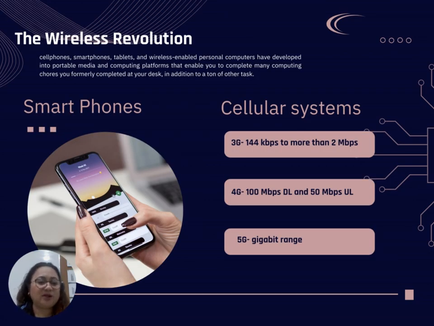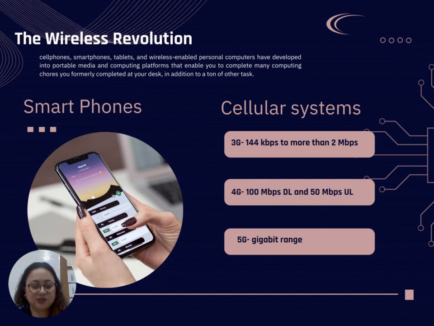So next is the wireless revolution. Cell phones, smartphones, tablets, and wireless-enabled personal computers have developed into portable media and computing platforms that enable you to complete many computing tasks you formerly completed at your desk, in addition to a ton of other tasks. Smartphones like iPhone, Android phones, and BlackBerry combine a mobile laptop computer with Wi-Fi capability with the functionality of a cell phone. So this enables the incorporation of music, video, internet access, and phone service into one device.